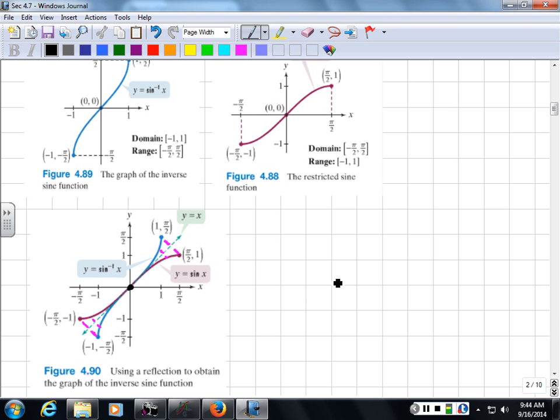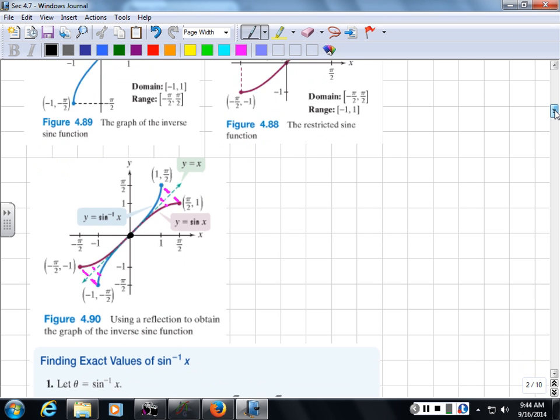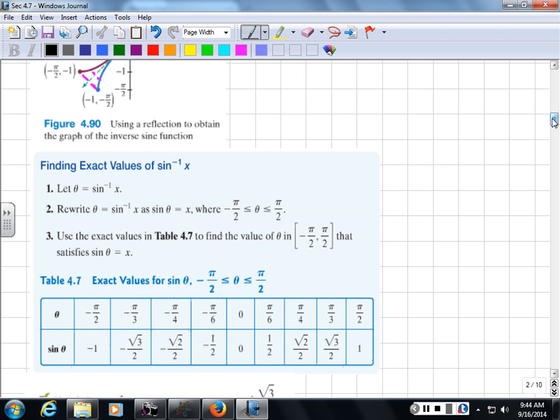Now, let's find the exact value. And this is really easy to do. If you let theta be equal to the inverse sine of x, you want to rewrite this as sine theta equals x. In other words, I'm taking the inverse sine, putting it in front of the theta as a sine, and freeing the x. And then I want to look at that restricted between -π/2 to π/2. You guys already know what these values are because, well, some of you know the unit circle.